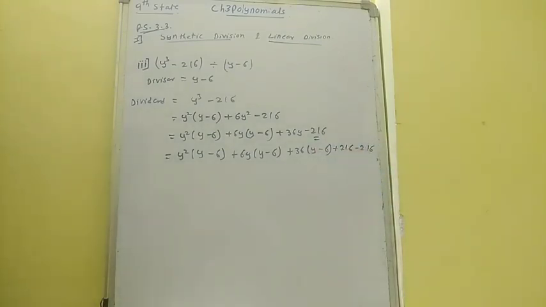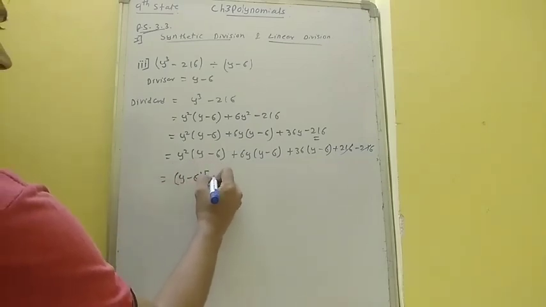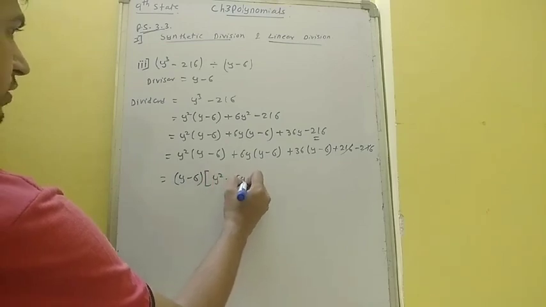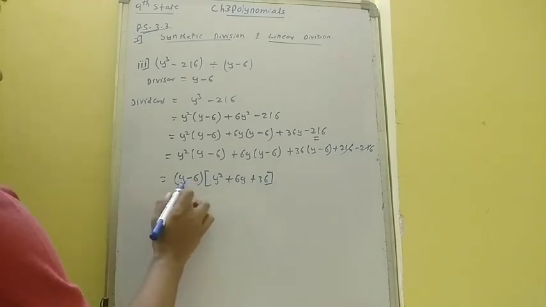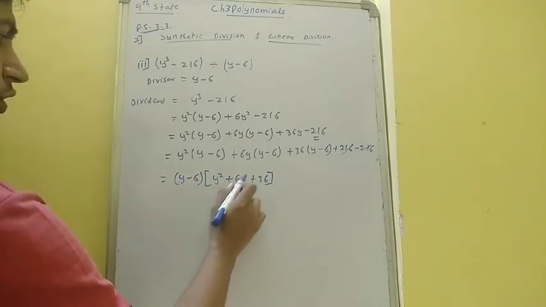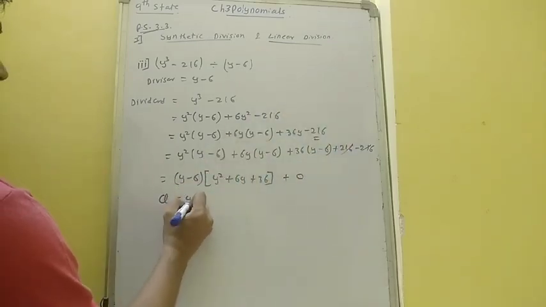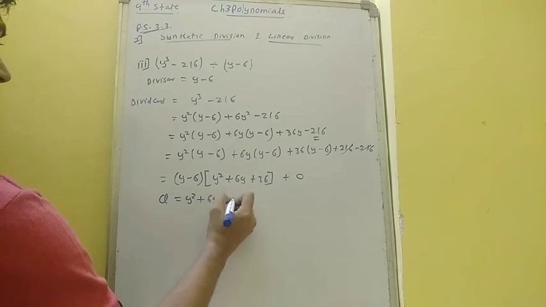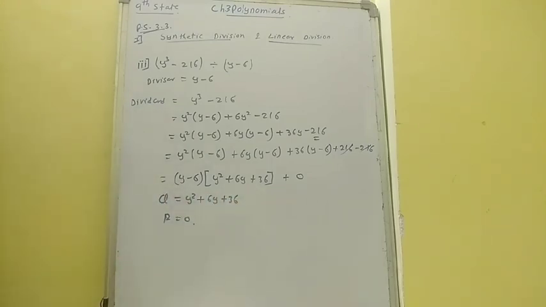Okay, so plus 216 minus 216 gets cancelled. There is no remainder remaining. So when I will take this y minus 6 common from every part, I will have y square plus 6y plus 36. So this is the divisor, this is the quotient, and remainder is 0. Nothing is there in 0. The quotient is y square plus 6y plus 36, and the remainder is 0. Okay.